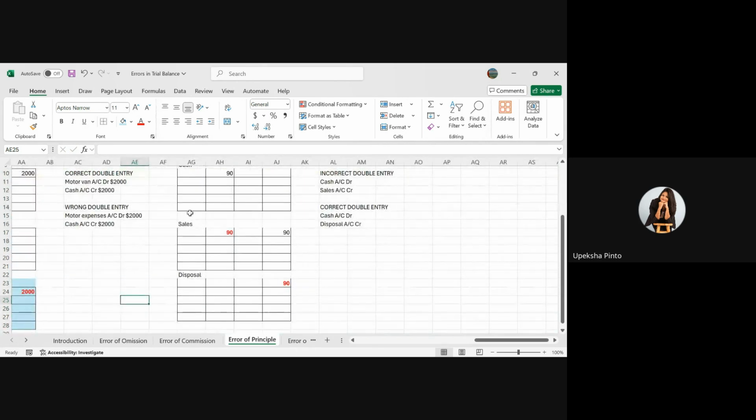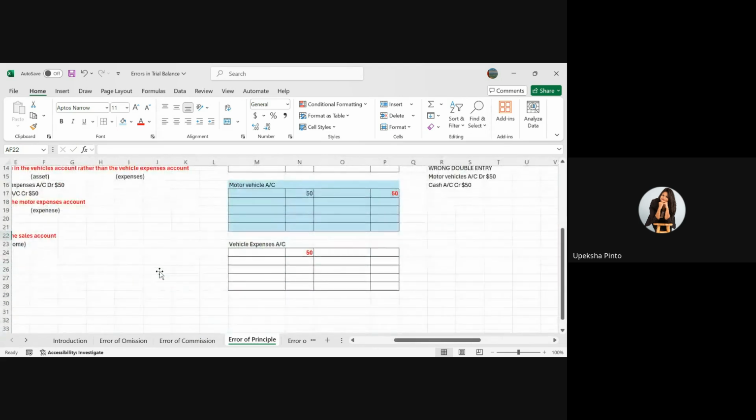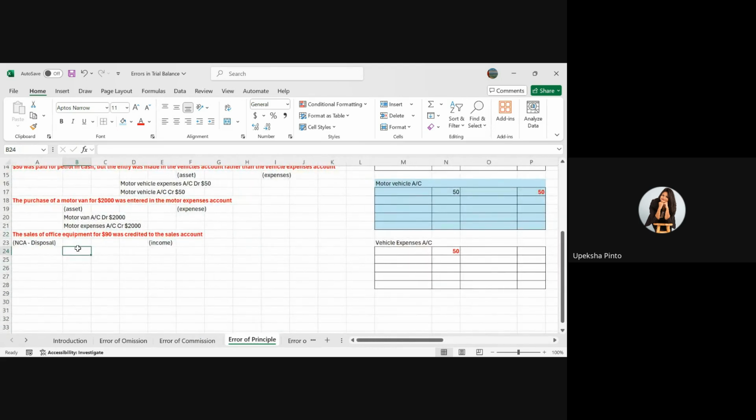So in this case, what's the wrong account here? Sales. It shouldn't be a sale, so this is my wrong account. I remove from the wrong account, put it to the correct account. Then what's my double entry? I remove from sales means sales account is now debited. Then I put it to the correct account, which is disposal account, credit.